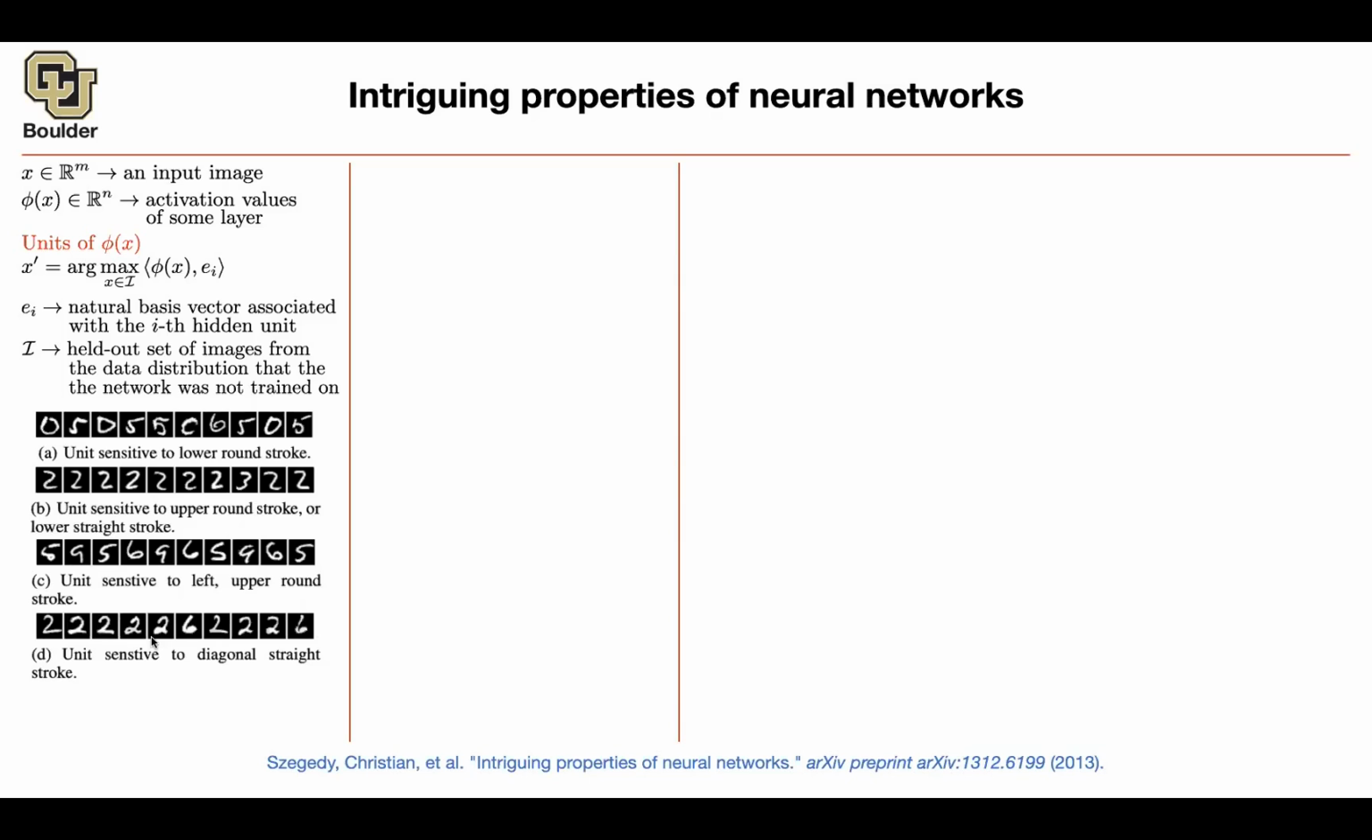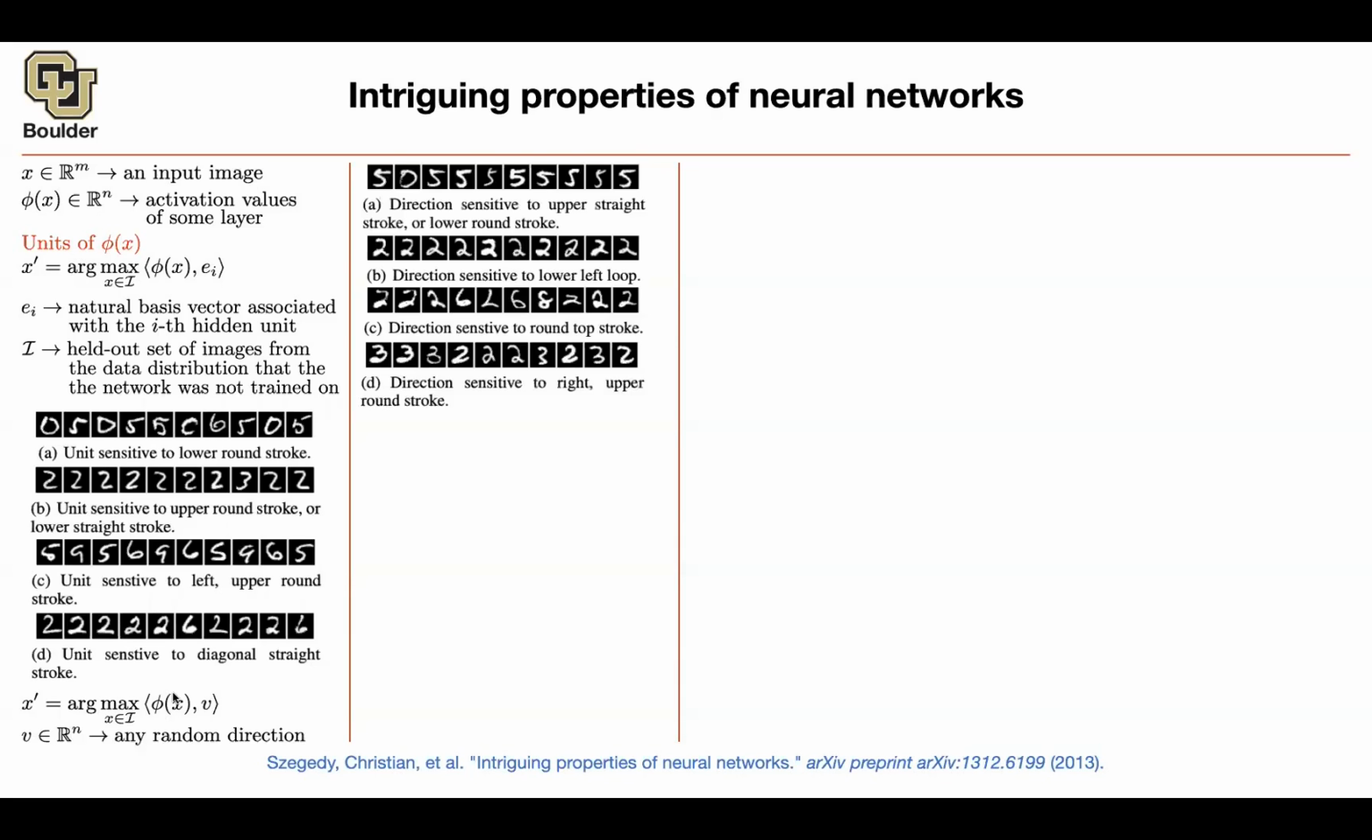But what is intriguing, and hence the name of this paper, is that there is nothing special about EI. And that's exactly going back to Theodore's question. And that's why I say it's a great question. So there is nothing special about EI. You can change EI to any random vector in Rn. So any random vector, you can do the same exercise, and then you can start interpreting.